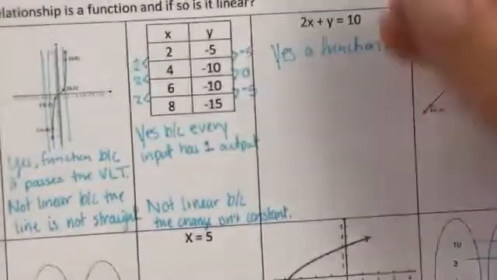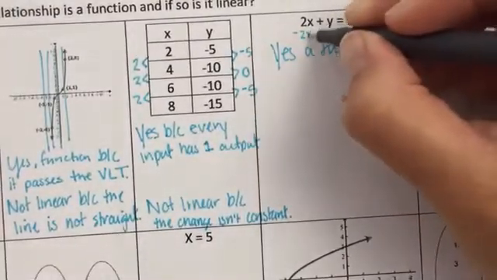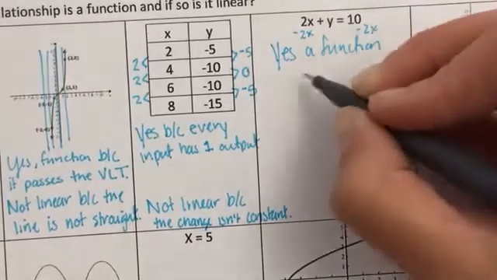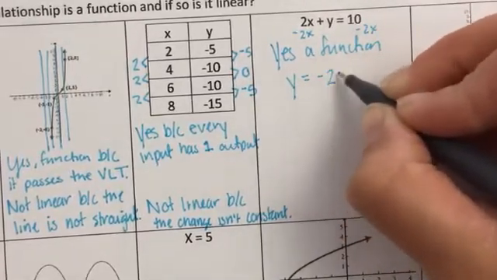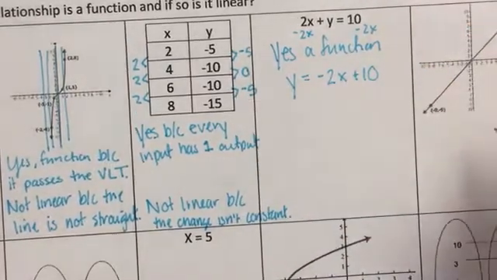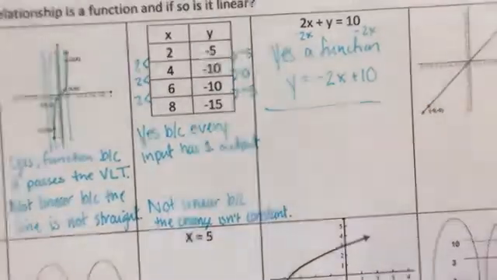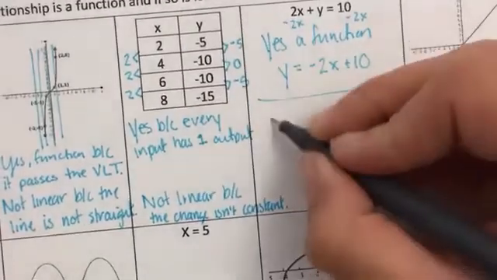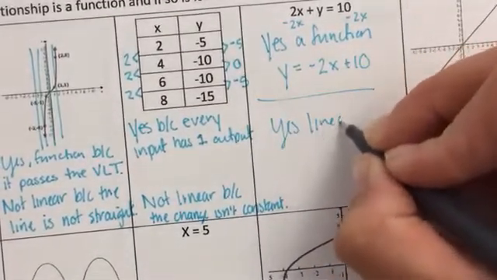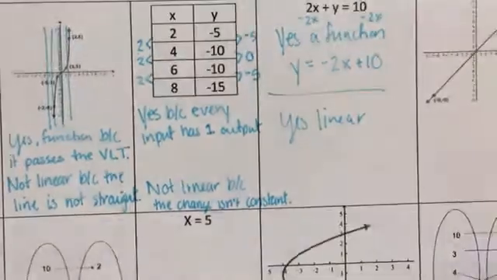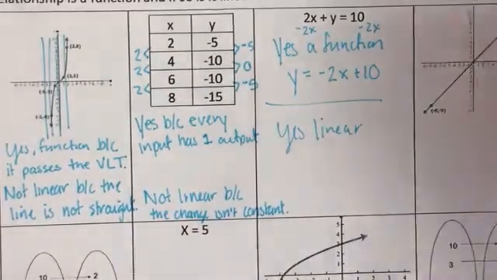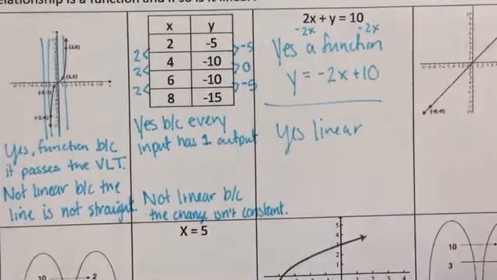And one of the things about functions is they like to have you get y by itself. So that would be y equals negative 2x plus 10. Wait, why is it negative 2? Because I minus the 2x from each side. Okay, and yes, linear. But why is it by itself? No, it was on the other side with the 2x, so it was not by itself.